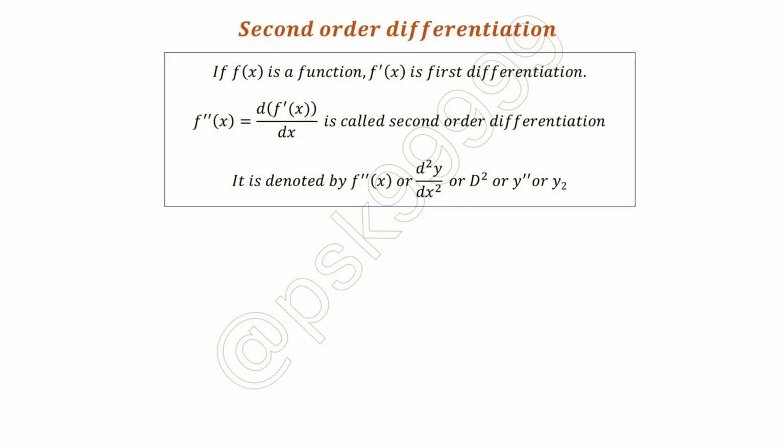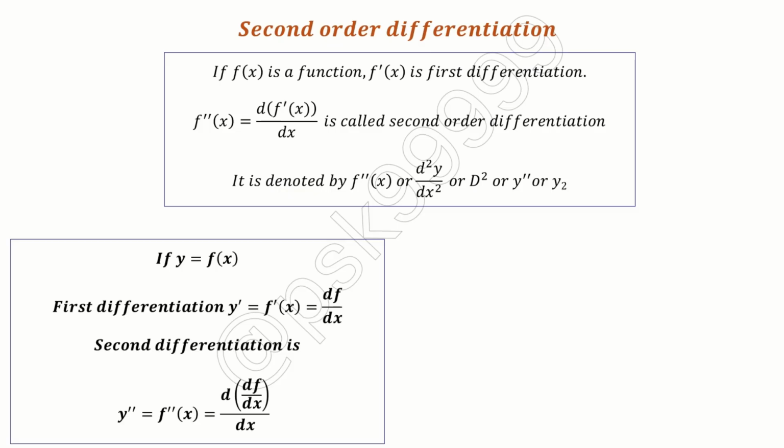Okay, so if f of x is a function, f dash x is called first differentiation. Then f double dash x, which is nothing but d f dash x by dx, is called second order differentiation. It is denoted in many ways: f double dash x, or d square y by dx square, or d2y, y double dash, or y2. So these are the ways you can denote them. Let's do some simple examples here. This is the definition which I just explained. y equal to f of x, first differentiation is y dash, second differentiation is y double dash.